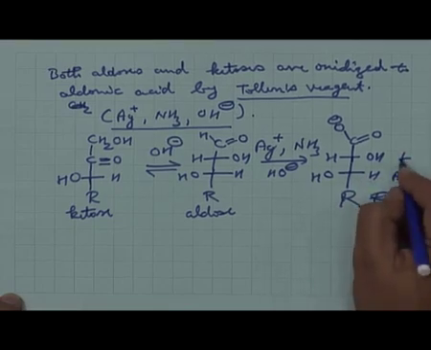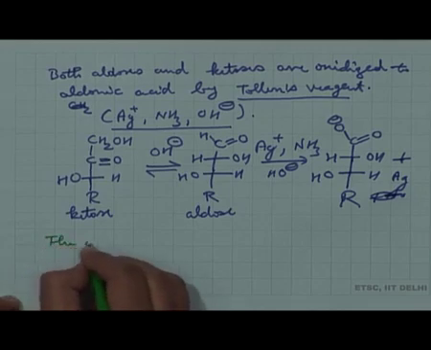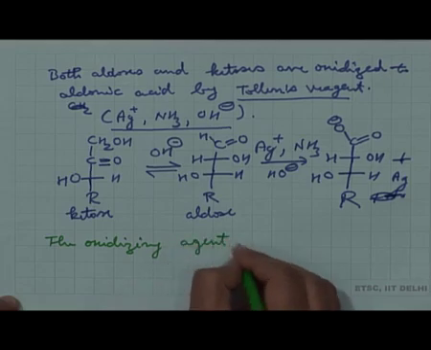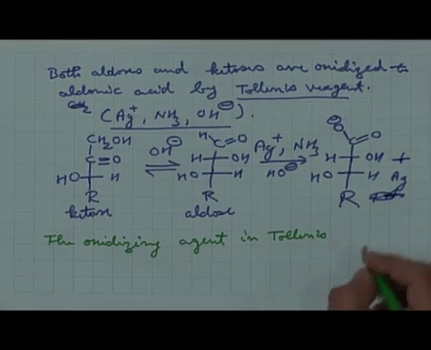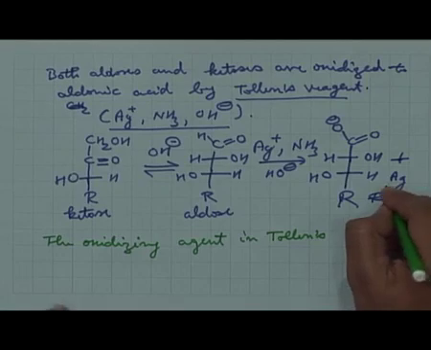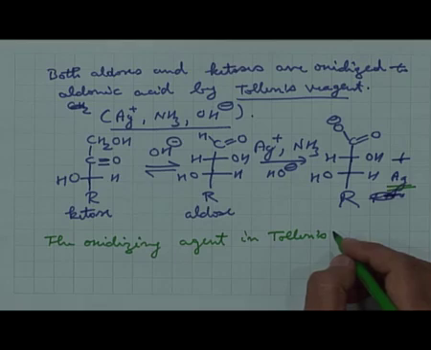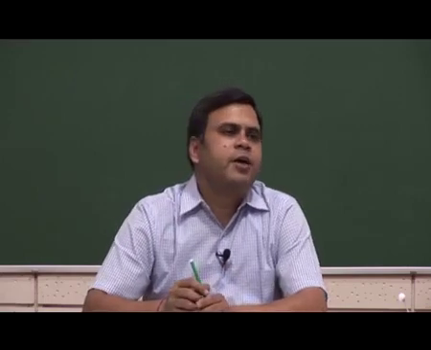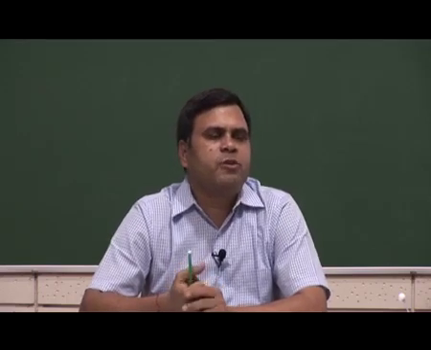Silver zero forms. The oxidizing agent in Tollens reagent is Ag plus. It is reduced to the metallic silver, Ag 0, that forms on the inside of the test tube when we do the reaction. Basically, when we treat aldose and ketose with the ammoniacal silver nitrate, which is basically basic in nature.